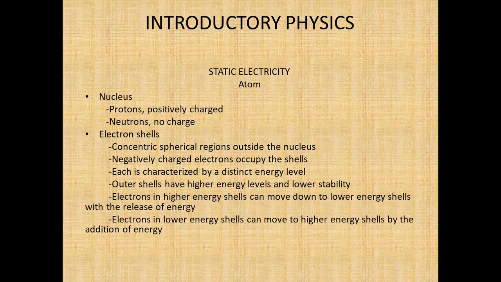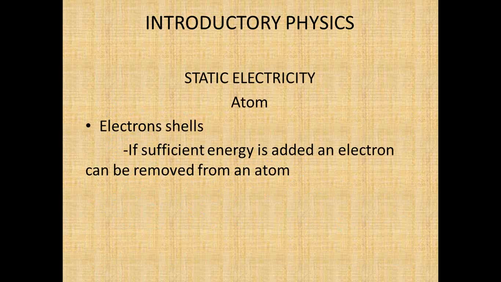That energy has to go somewhere. So you can actually harvest that energy. Okay? So electrons in higher energy shells can move down to a lower energy shell with the release of energy. You're going to get the atom releasing energy. Also, electrons in a lower energy shell can move up to a higher energy shell by the addition of energy. So if you add energy to that atom, you can move the electrons in a lower shell to a higher shell. When we do quantum physics, we'll go into this a little bit more, but this is the basic concept.